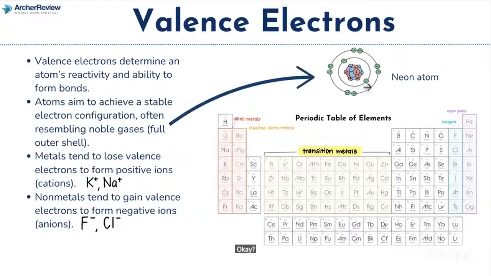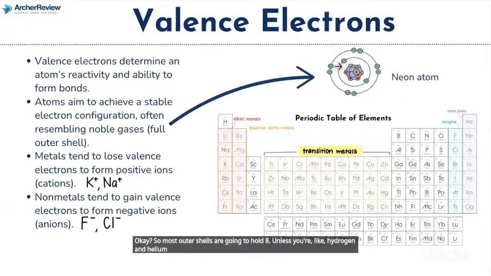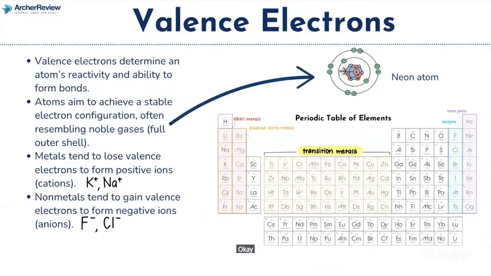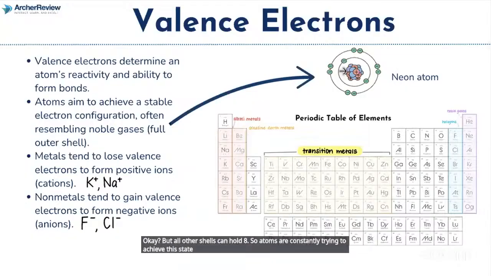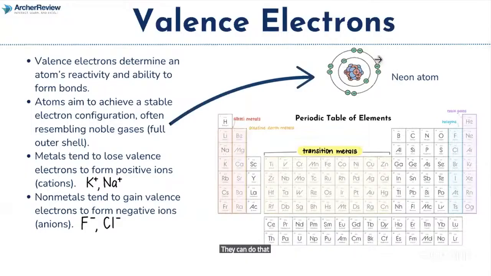Atoms will always try as much as they can to achieve this stable state where their outermost electron shell, remember that's where the valence electrons live, they want that shell to be full. Okay, so most outer shells are going to hold 8, unless you're like hydrogen and helium, who only have that one shell, it can only hold 2. But all other shells can hold 8. So atoms are constantly trying to achieve this state of stability by getting 8 electrons. They can do that by either taking on electrons.